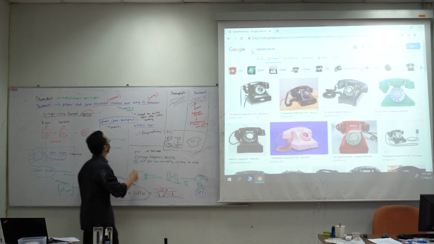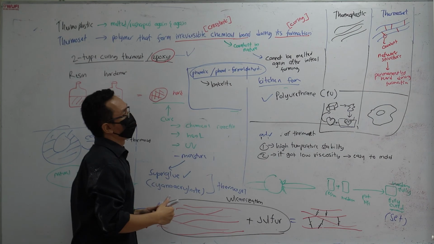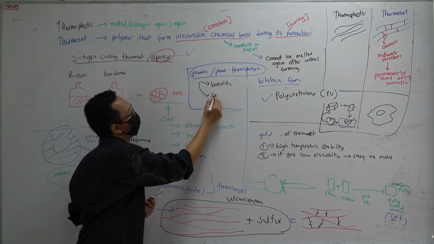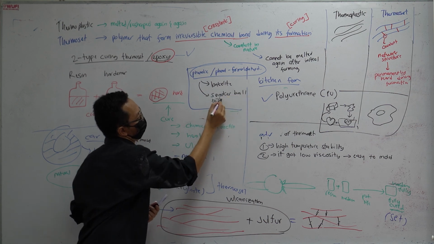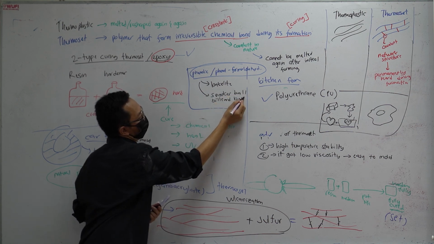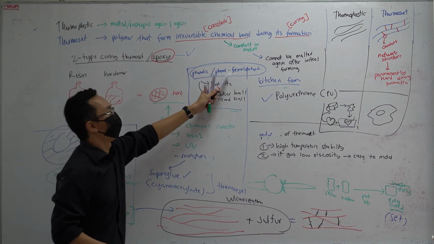Another example of a compound that uses phenol formaldehyde is the snooker ball, or billiard ball. That is also made from the phenolic compound, or phenol formaldehyde.